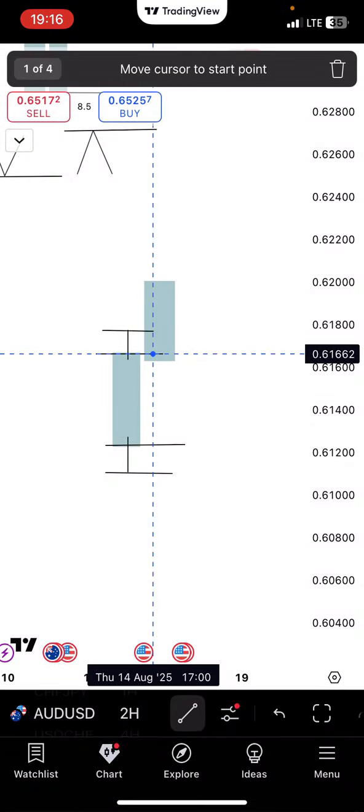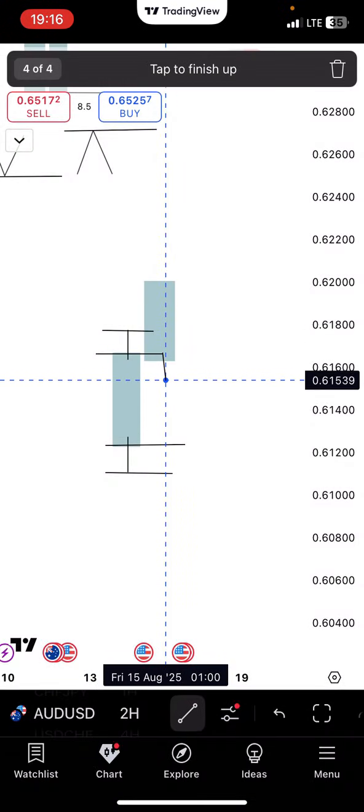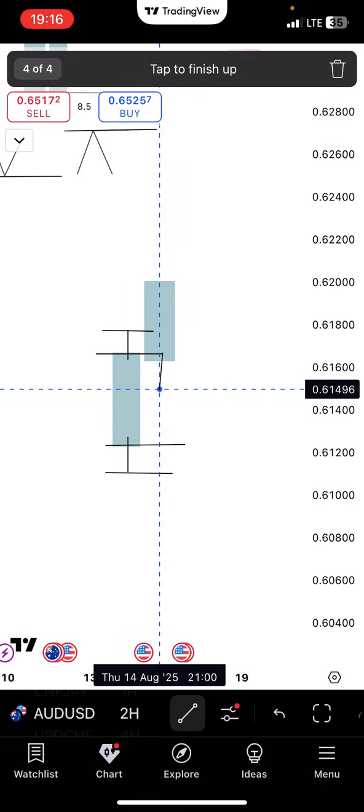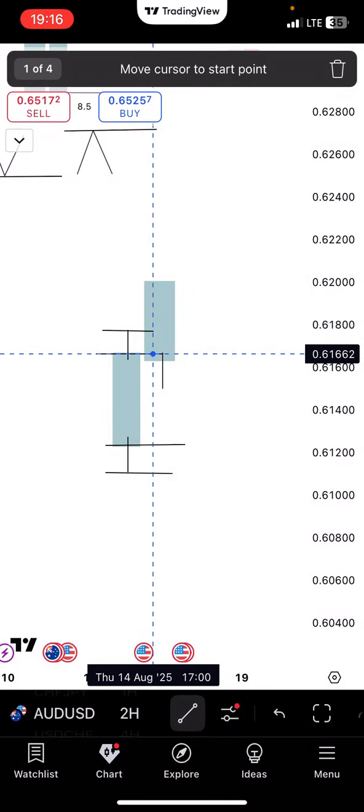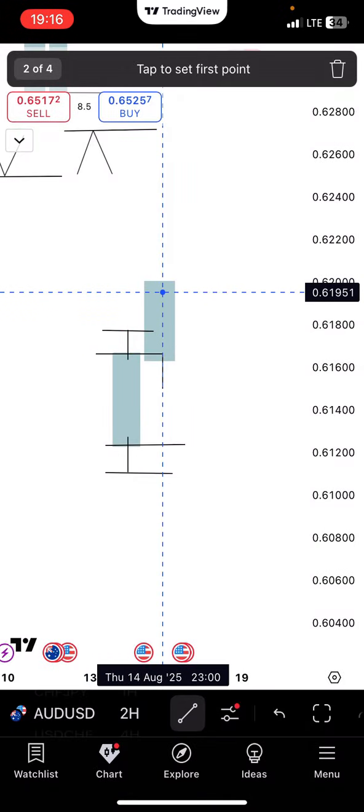So let's mark the other one. This is the wick of the candle. Just pay attention, you'll get it. It's very, very easy. This is the wick of the candle. Let's give it another wick.